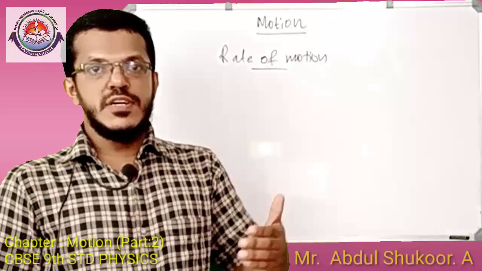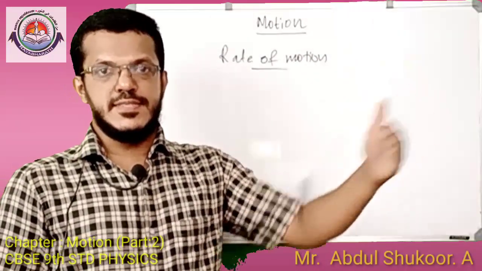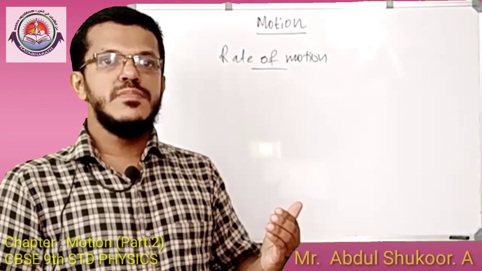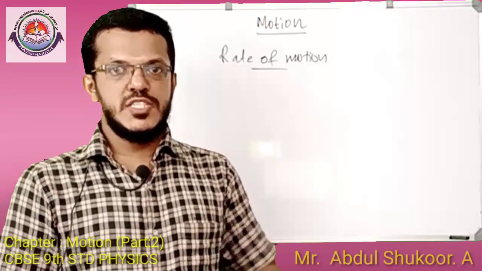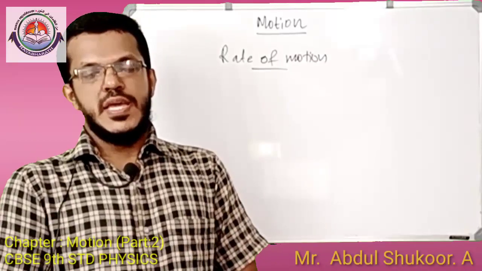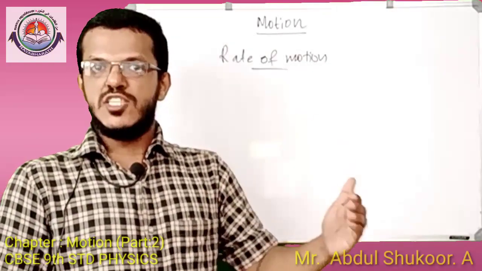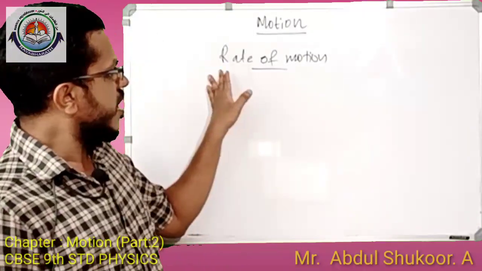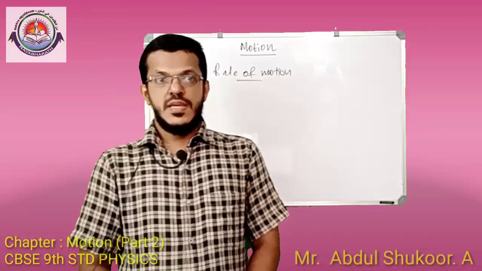If an object covers some particular distance, what is the distance covered by this object per unit time? Unit time means 1 second. What is the distance covered by this object in 1 second, that is unit time? That is known as the rate of motion. Okay, let's explain that.